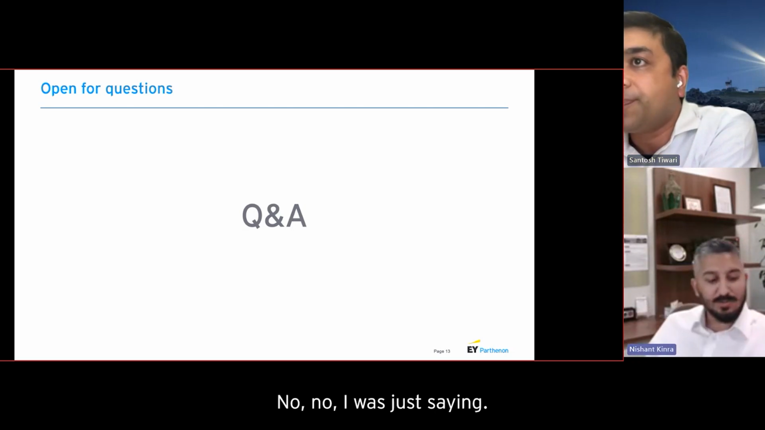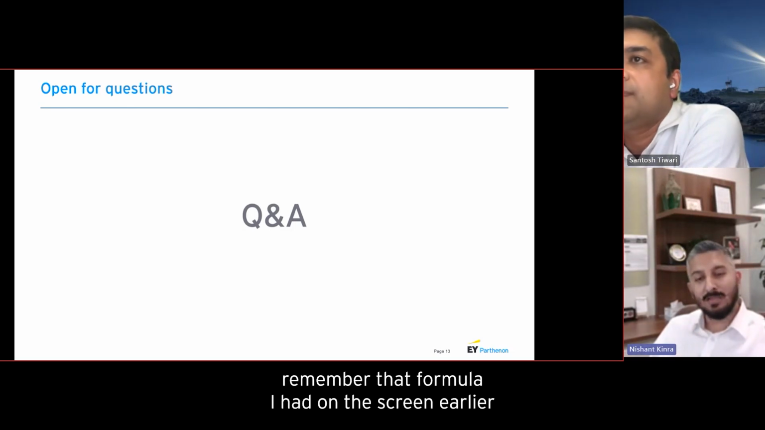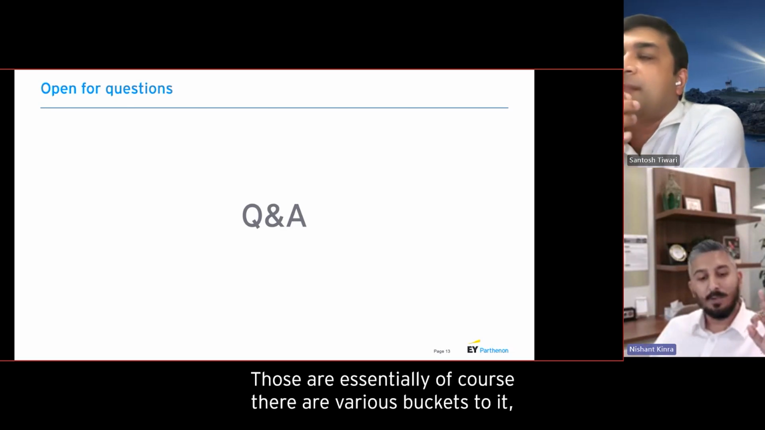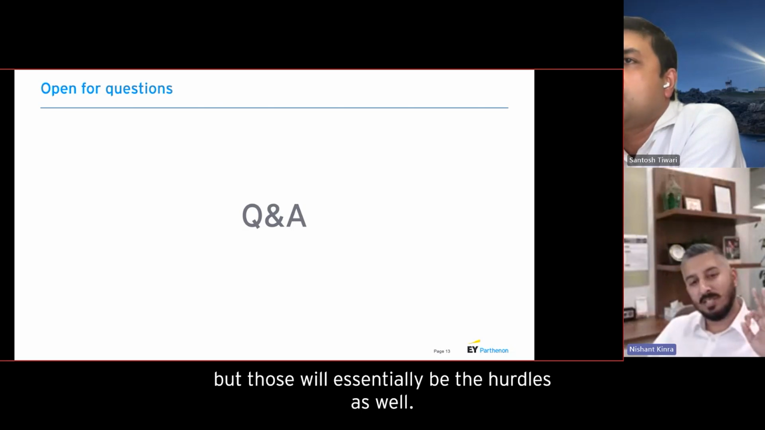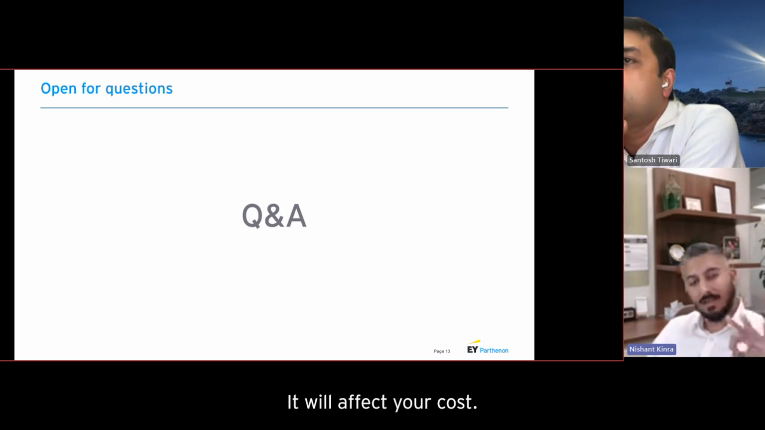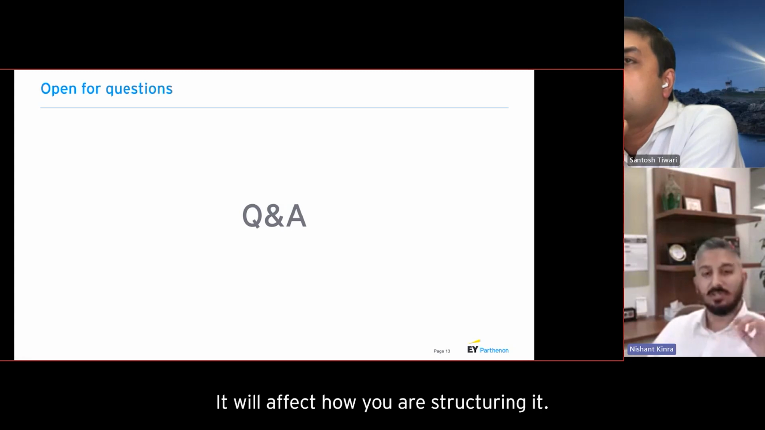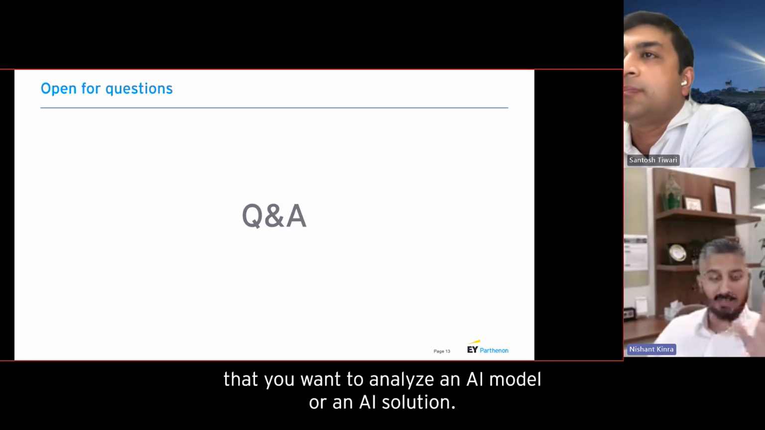No, I was just saying, to give a very quick answer to that question, Aneep, just remember that formula I had on the screen earlier: data plus people plus compute. Of course, there are various buckets to it, but those will essentially be the hurdles in any AI model. It will affect your performance, your cost, your delivery, and how you are structuring it. That formula applies to every dimension that you want to analyze an AI model or an AI solution on.